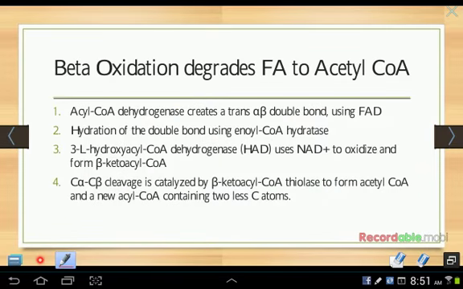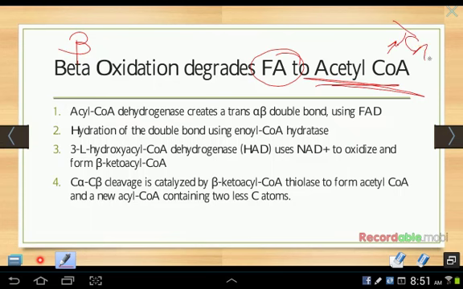Alright, so beta oxidation is then used to degrade fatty acids into acetyl-CoA. So if you remember, acetyl-CoAs are one of those metabolites that's used early on in the citric acid cycle. All right, so acyl-CoA dehydrogenase. This is done in 4 steps, as you can see here.